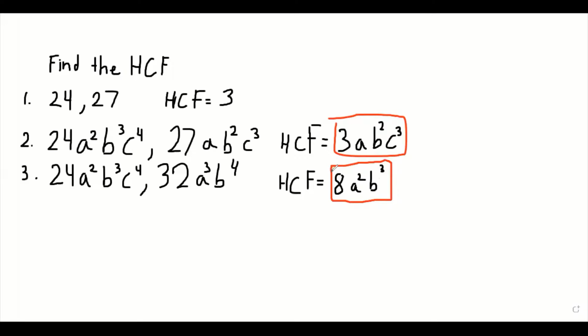Jaron, you want to explain how you figured it out? So I find what goes into 24 and 32. Then I watch the exponent and get the smallest one. And no c because it is not in the second one, sir. That's right. Good job, Jaron.